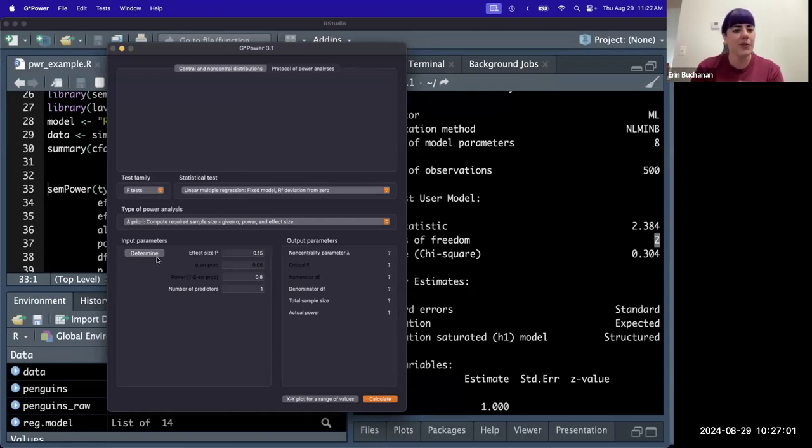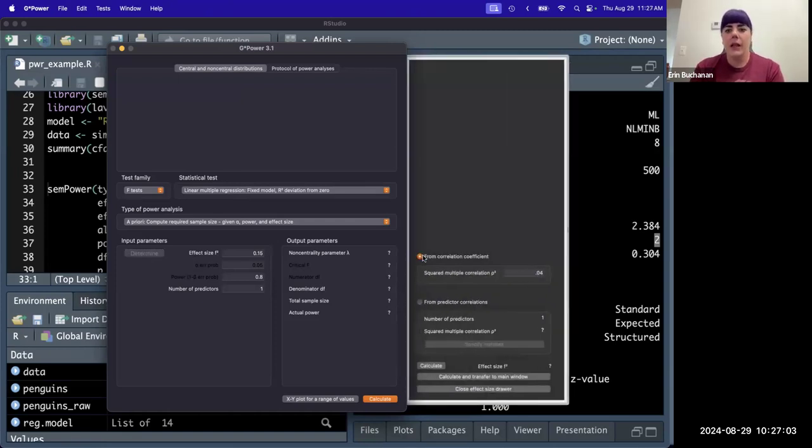So you can convert, but if you're unsure, you can click determine and put in from correlation coefficient, which will allow you to put in R squared. And then there's other things that you can do from predictor correlations as well. So how many predictors are you going to have and all that kind of stuff. But I'm going to stick with the simple one. Okay. I put in 0.04. That's what I would consider a small to medium effect in regression in the field, the stuff that I tend to do. So I can calculate and transfer.